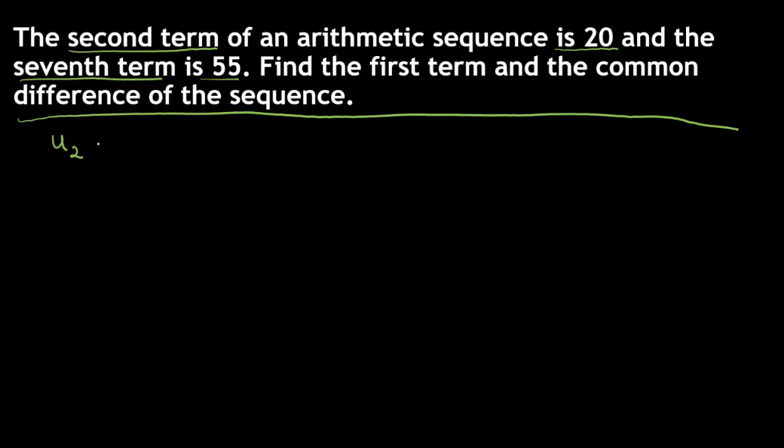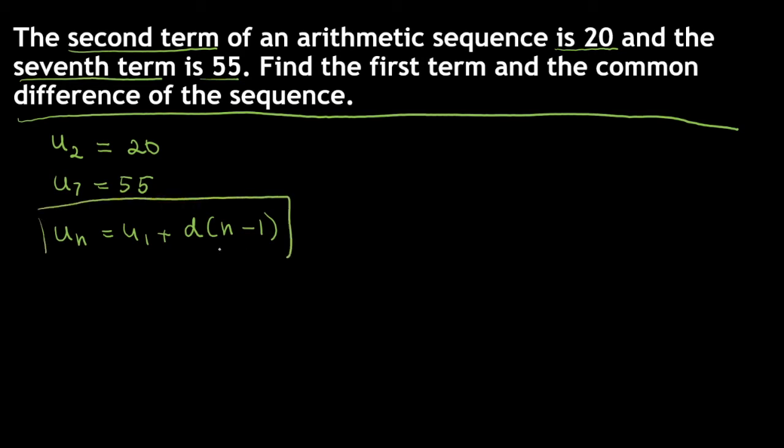Our second term u2 is equal to 20, and u7 is equal to 55, right? So let's use the formula from our data booklet, which says un is equal to u1 plus d into n minus 1, right? This is the equation from our data booklet. All I'm doing is using only this equation to solve the entire question, right?